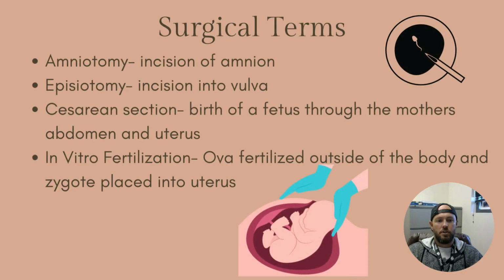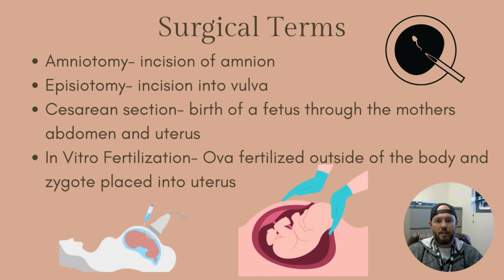And some surgical terms for this chapter. Amniotomy is an incision of the amnion. This is also known as induction of birth. The doctor will use a hooked instrument to rupture the amniotic sac and hopefully stimulate contractions and vaginal delivery.